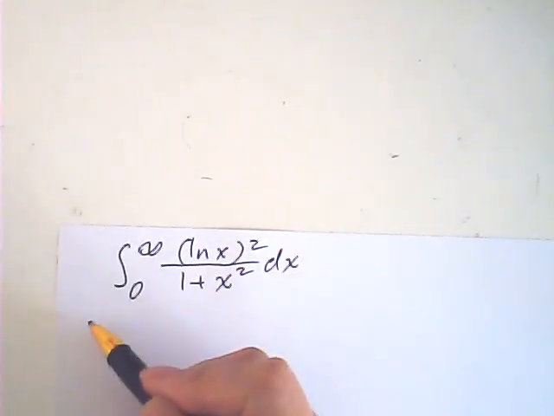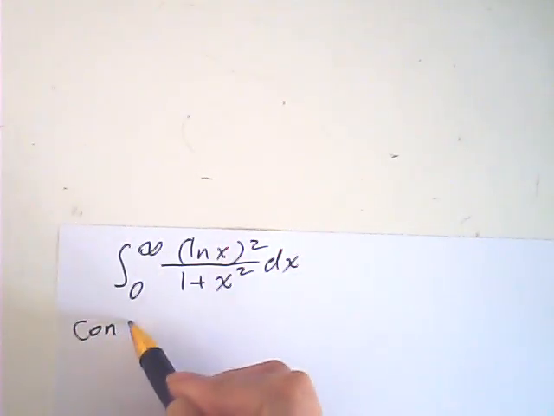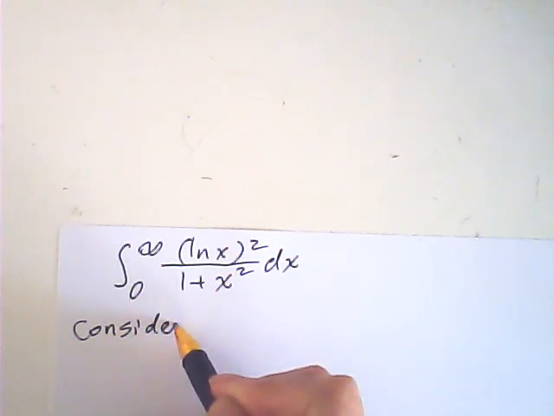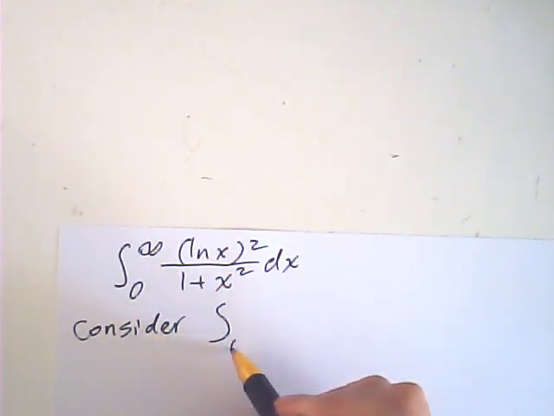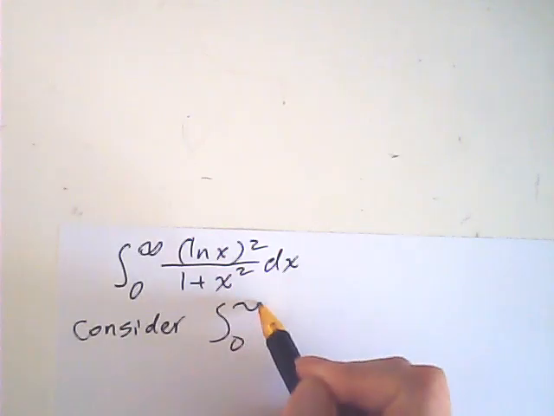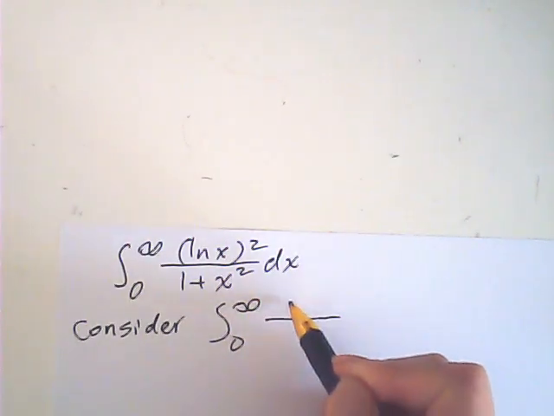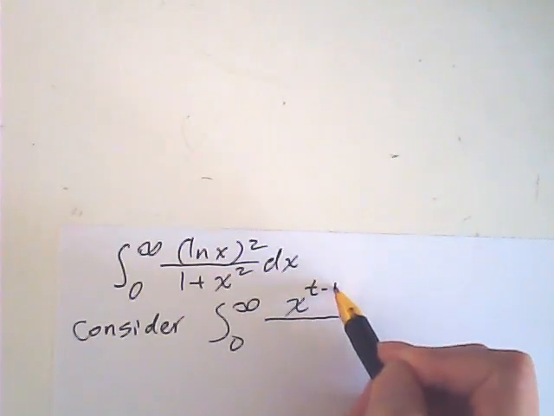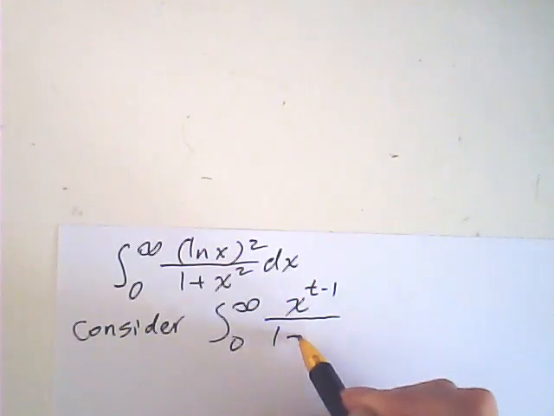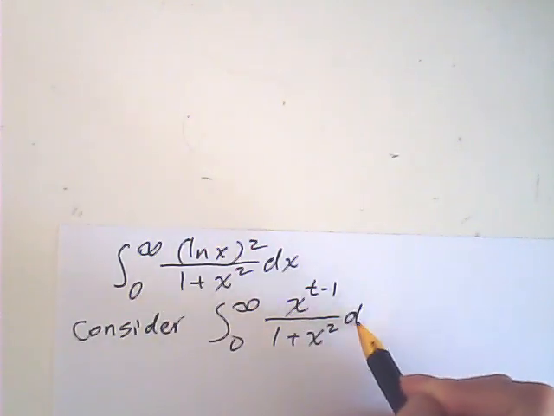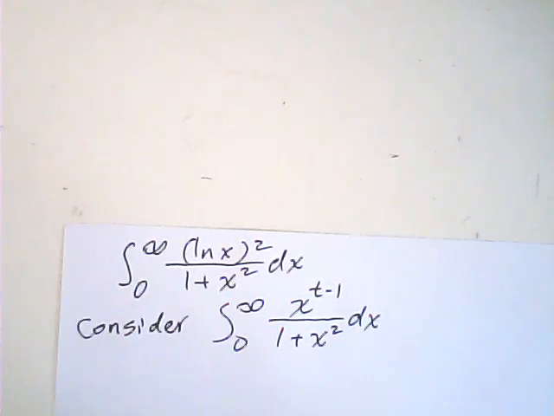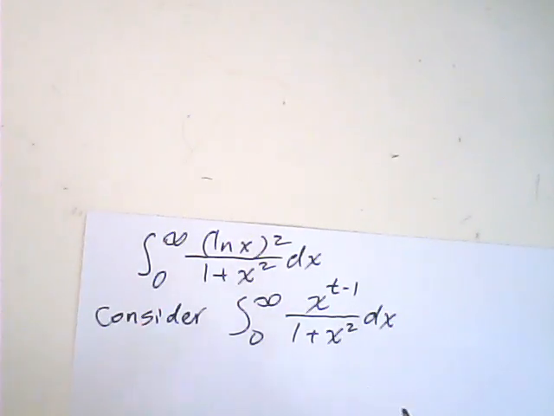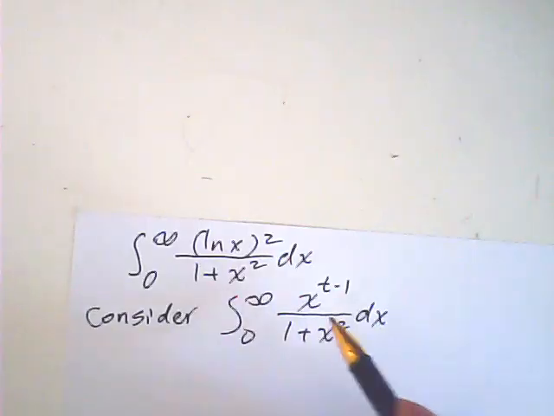I consider the integral of x to the power of t minus 1 over 1 plus x squared dx. This integral is convergent as long as t is less than 2.